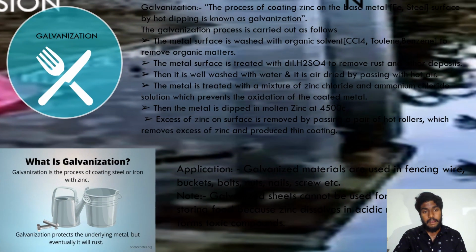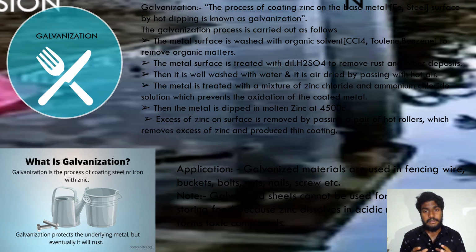Next, galvanization. The process of coating zinc on a base metal like iron or steel surface by hot dipping is known as galvanization. The galvanization process is carried out as follows. The metal surface is washed with organic solvents like CCl4, toluene, benzene, etc. to remove organic matter. The metal surface is treated with dilute H2SO4 to remove rust and other deposits. Then it is well washed with water and air dried by passing hot air.